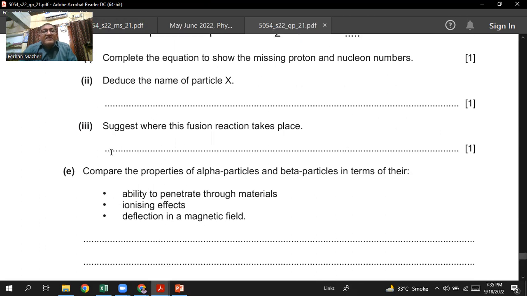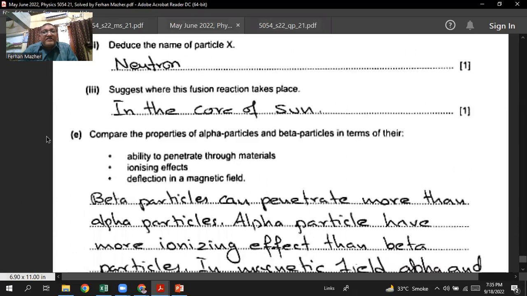Then he says suggest where this fusion reaction takes place. The fusion reaction takes place on the stars and in the core of the sun.